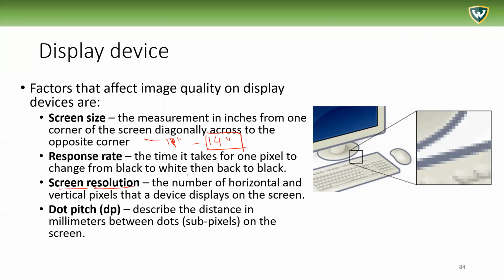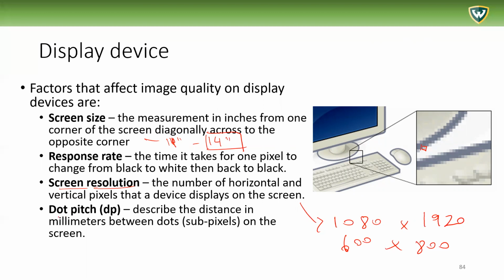Screen resolution has to do with the number of horizontal and vertical pixels that a device displays on the screen. So something like 1080 times 920. Now it goes down really low, like 600 times 800. But these are the number of horizontal and vertical pixels on the screen. And you can see the pixel is like that little tiny square that you can see on these images on the screen from the raster data. We'll talk more about that later.